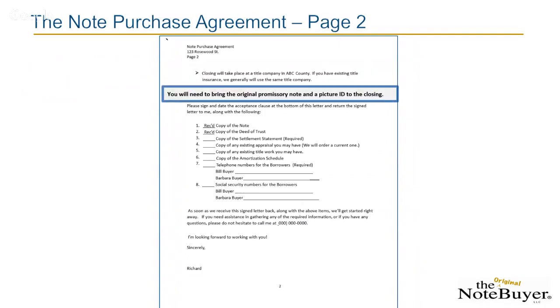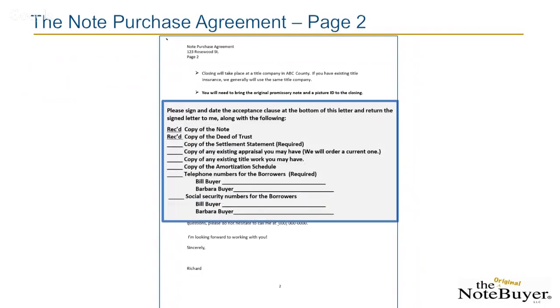And I let them know right up front that they are going to need to bring the original promissory note and a picture ID to the closing. I do this because some people may just think, no big deal, I've got a copy of it. I want to put them on notice immediately that they need to make sure they've got that original promissory note.